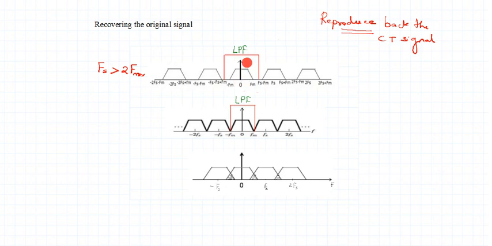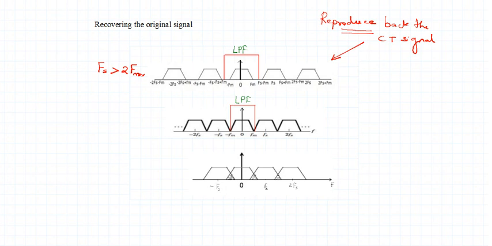Once I get this original band of the spectrum, I'll apply the inverse Fourier transform to this and get back my original CT signal. So I'm easily able to reproduce my signal, right? By applying a simple low pass filter, I am able to recover my CT signal back. Let me go for the next case.